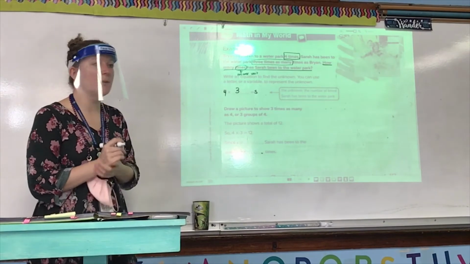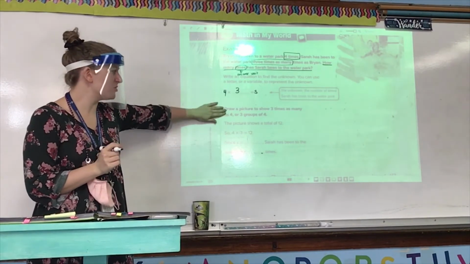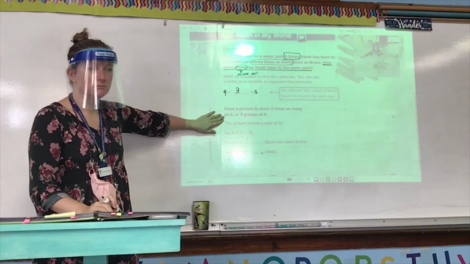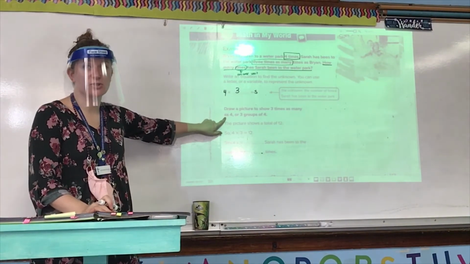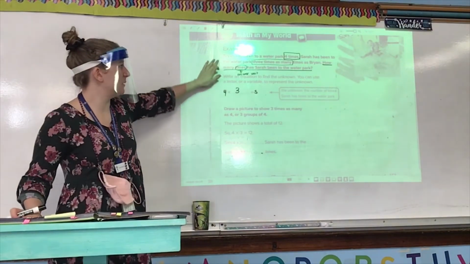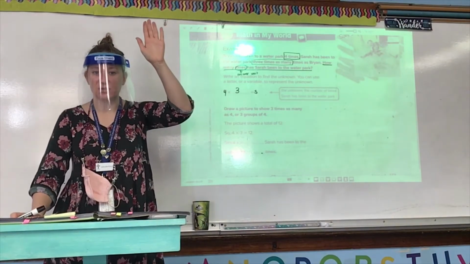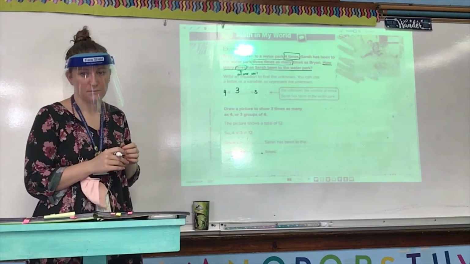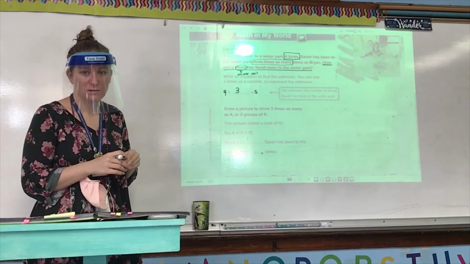Now we can draw a picture. When we draw a picture, what do we start with? This says we can do either one. That is true. But the easiest way is to figure out what do you know 100%. In this problem, what do you know is exactly true? Zari? Brian has been to the water park 4 times.